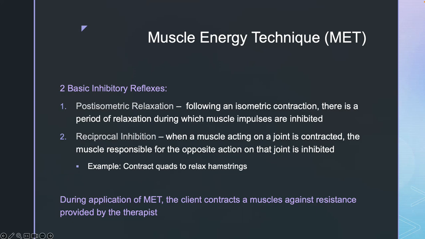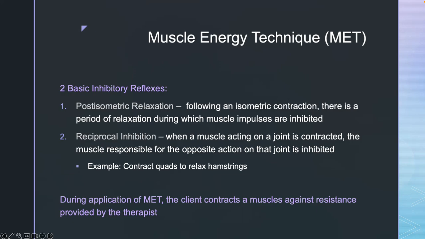I don't know yet. All right, so post-isometric relaxation. Now you kind of know what that means. So after the isometric contraction, right? Following that contraction, there is a period of relaxation during which muscle impulses are inhibited. So you are tightening it to get it to relax. And I'm going to go over these later, when we're working on each other.